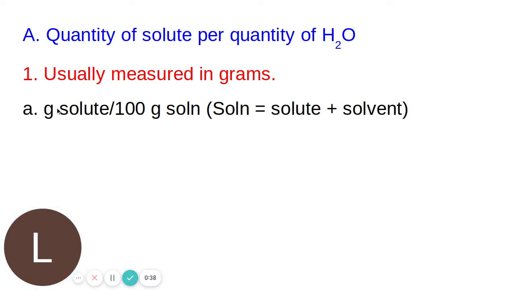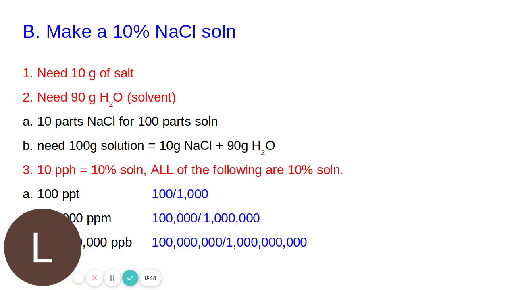So how we calculate it is we take the mass of the solute divided by the mass of the solution. The solution is solute plus solvent. For example, if I wanted a 10% solution of salt water, I would need 10 grams of salt and 90 grams of water. That would give me a 10% solution because 10 plus 90 is the solution, so 100 solution, and the solute would be 10. So 10 divided by 100 times 100 would be 10%.